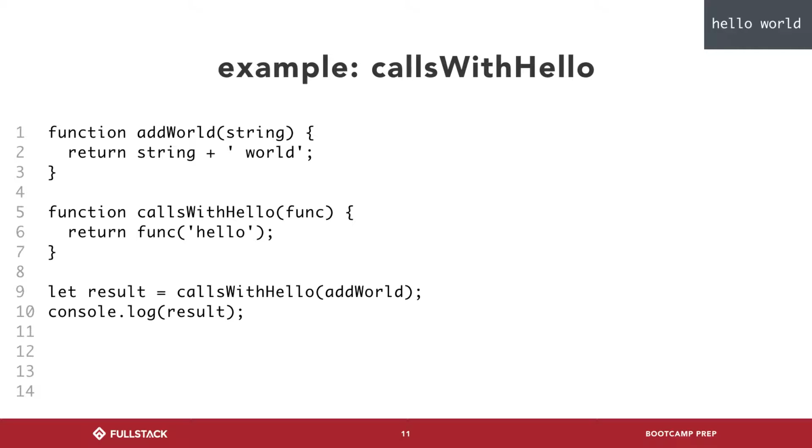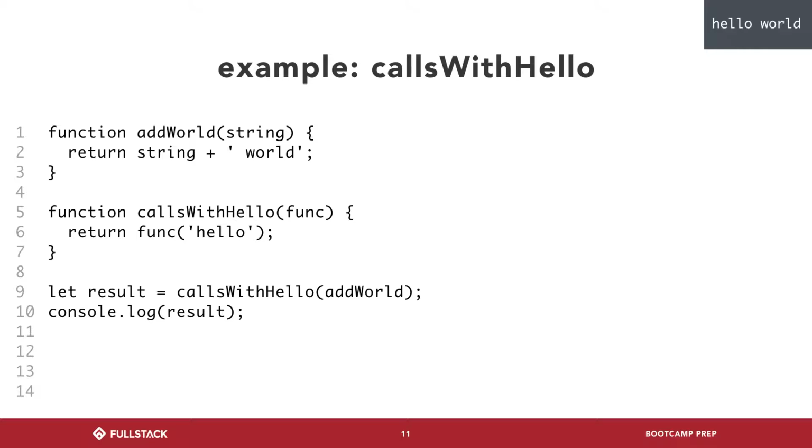What am I passing into this function when I call it? I'm passing in something called addWorld. Okay? addWorld, once again, is just a function. I'm not invoking it. I'm really treating it as just a variable, a function, right? And I don't need to know what it does. callsWithHello's job is to figure out what it does.